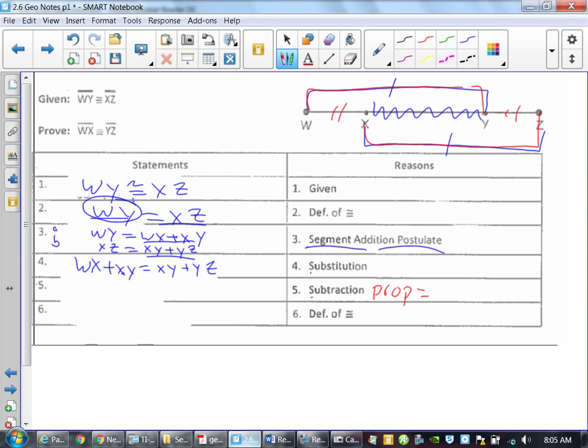Yeah. What are you going to cross out? The XY's go away. Very good. You get WX is YZ. And why do we flip it back to the other one? Because it says to do so.